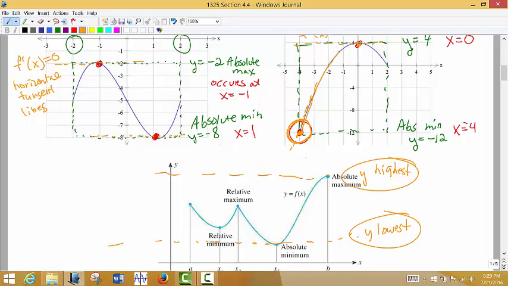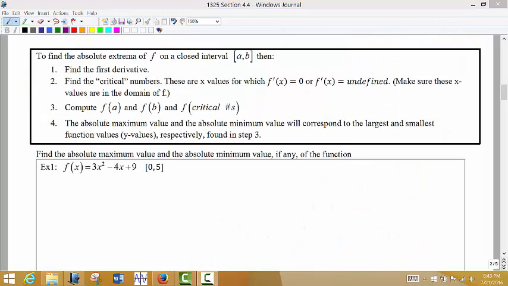The one that has the highest will be the absolute max. The one that has the lowest will be the absolute min. Alright, so we're going to look at a few examples where I'm going to give you a function in a closed interval, and I'm going to ask you to find the absolute extrema on that closed interval.